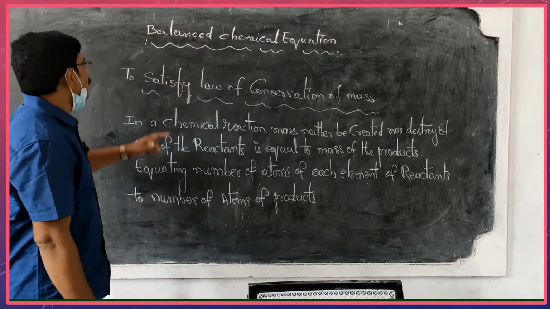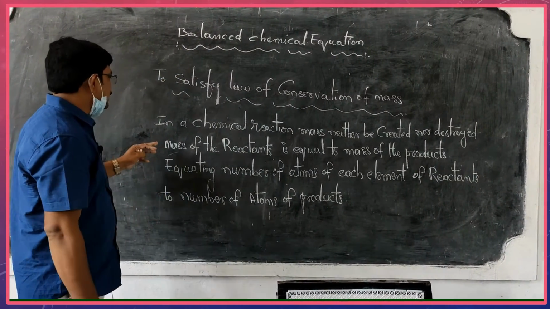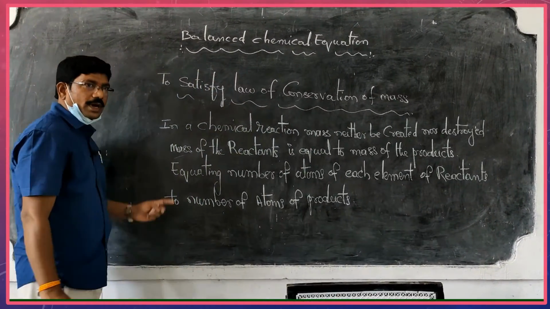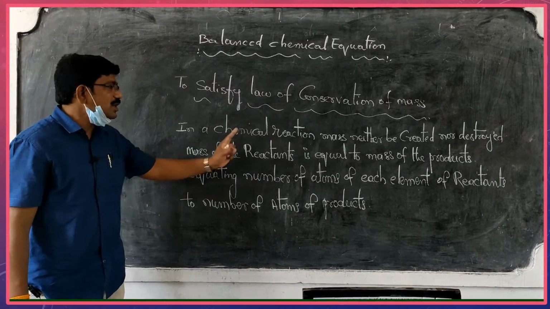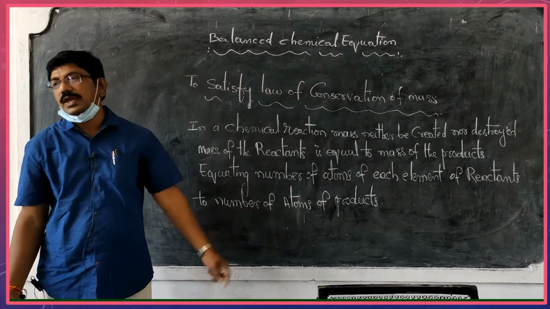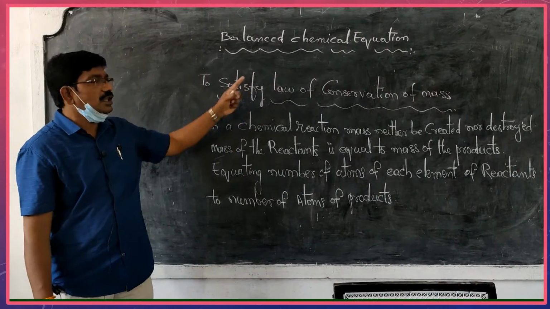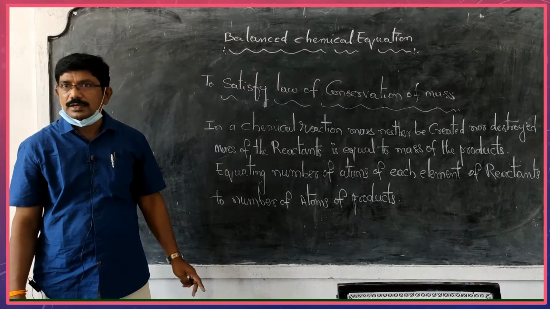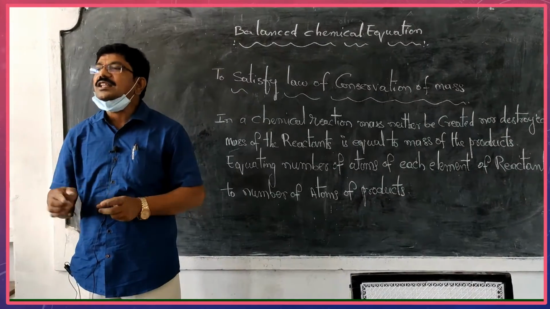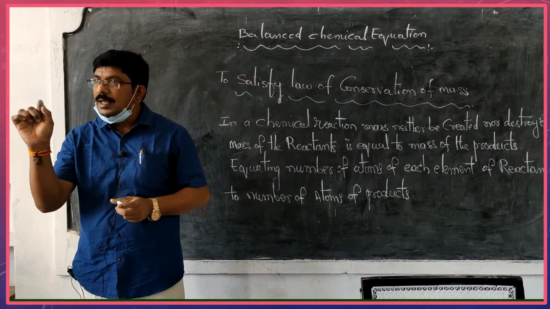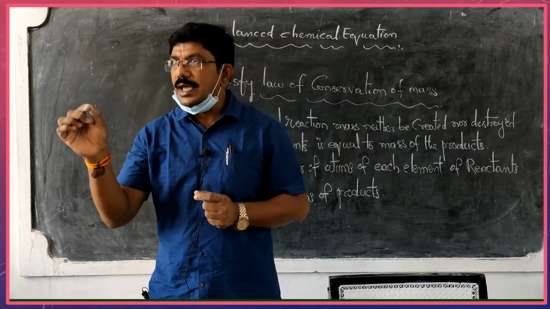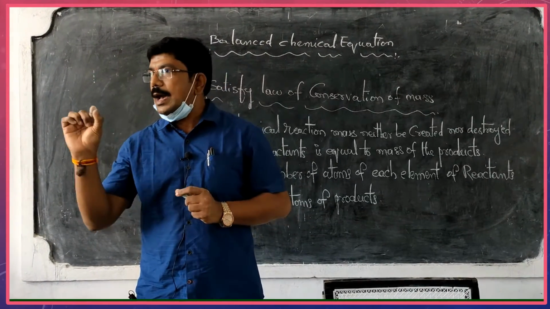So what do you mean by balancing? Balancing is nothing but equating the mass of the reactants to the mass of the products, or the number of atoms of each element on the reactant side and product side must be equal. So this is nothing but balancing a chemical reaction. Are you clear about that? Why should we balance? As per the law of conservation of mass, which says that in a chemical reaction mass can neither be created nor destroyed.